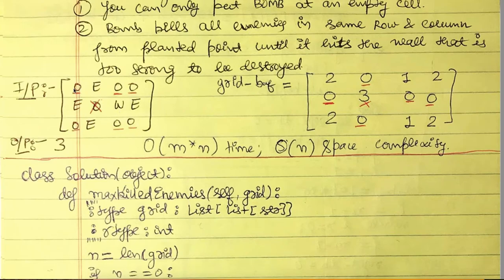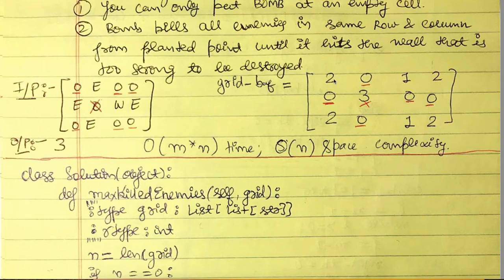Here we see we have 0 E 0 0, then E 0 W E, then 0 E 0 0. 0 means empty cell, E means enemy, and W means wall. Let's try to think of a grid buffer. So grid is our input, but we define a grid buffer. This is a temporary variable of the same size as the input grid.